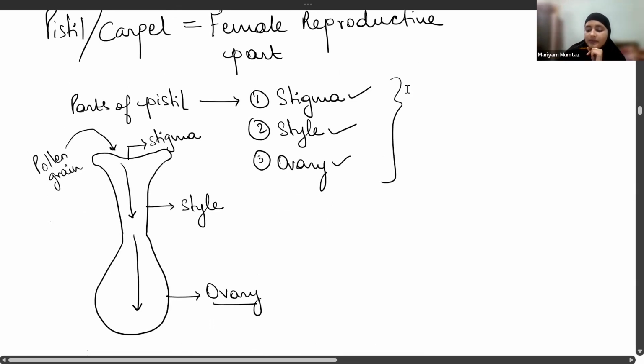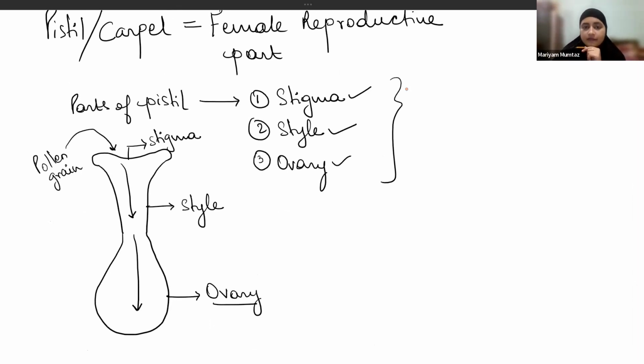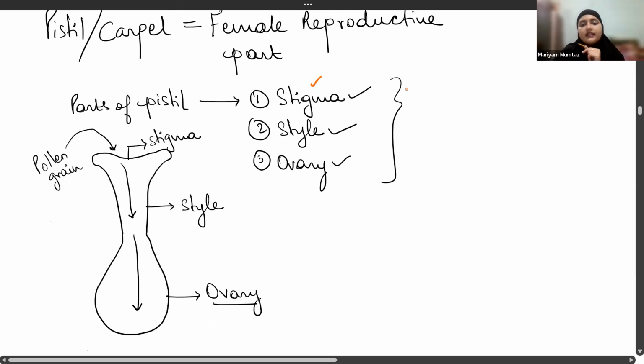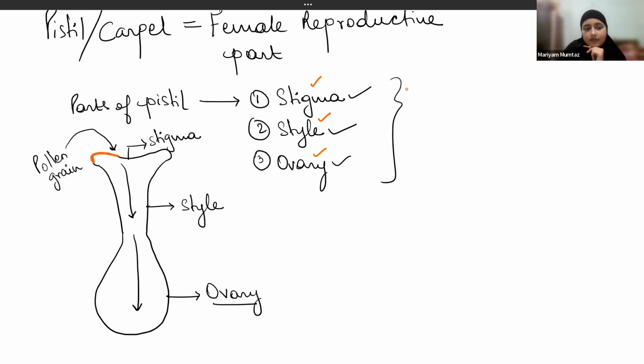So the pistil contains the following parts. First is the stigma, then the style, and finally the ovary. The stigma is the landing portion for the pollen grains. Whatever pollen grains are released, they land on the stigma. Then comes the long tube-like style. This whole portion constitutes the style. Finally, we have the basal bulged or swollen portion, which is the ovary. So stigma, style, and ovary are the three parts of the pistil.